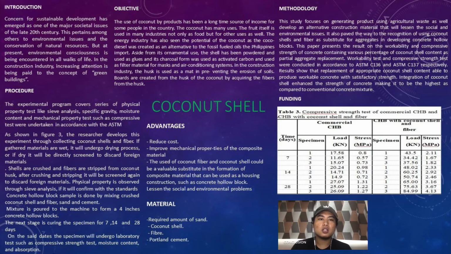In any case, incorporating too much coconut shell produces a harsher mix which causes difficulties in creating dense concrete. In this way, it disturbs the quality performance.